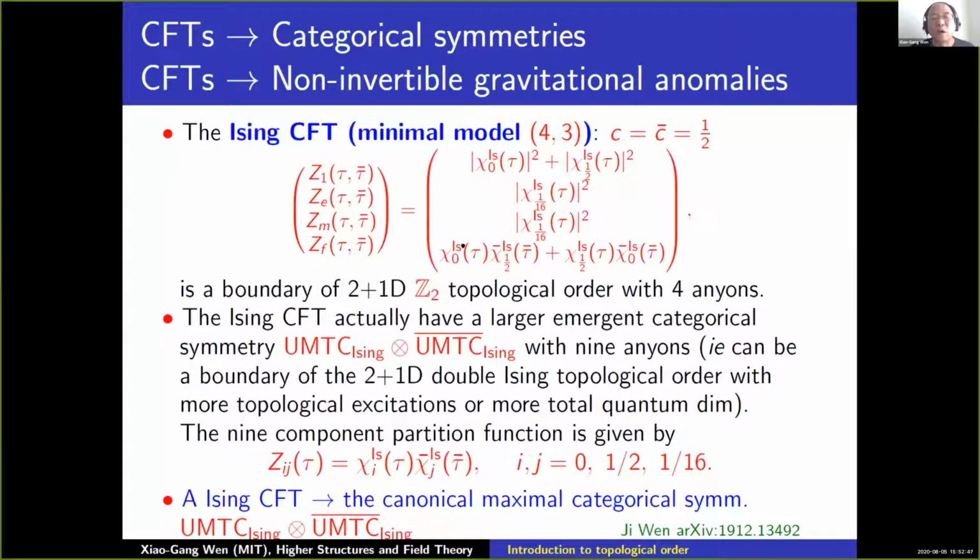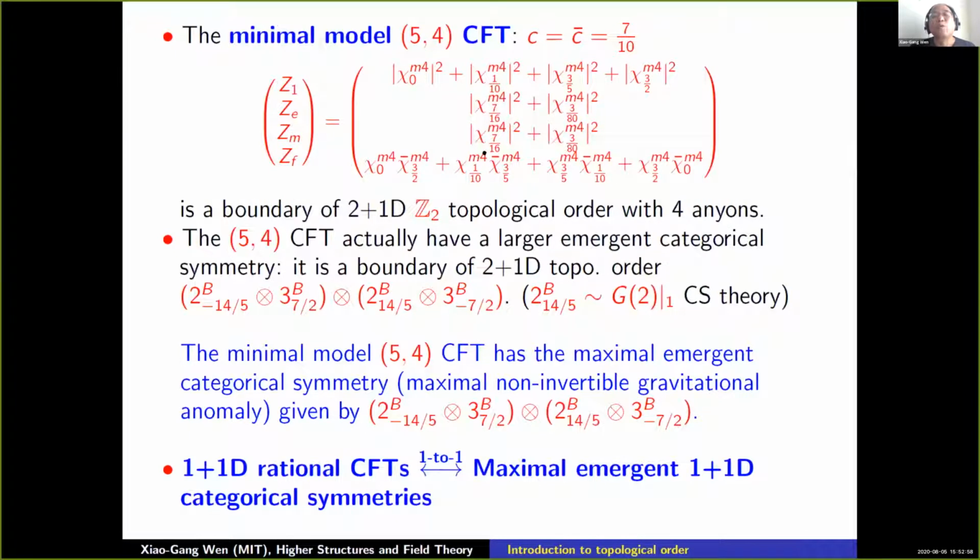Okay, so therefore, this maximum categorical symmetry maybe is more useful. Similarly, remember this other solution of this modular covariance for the Z2 topological order.